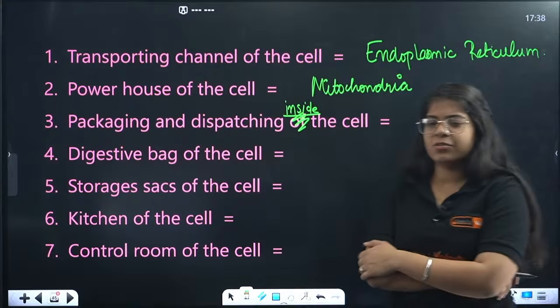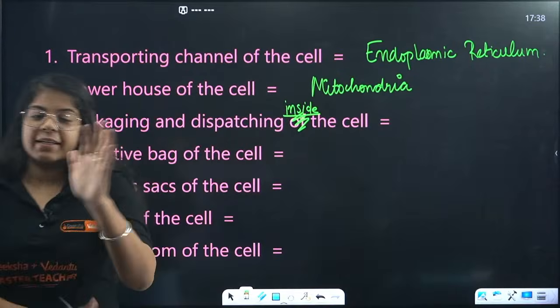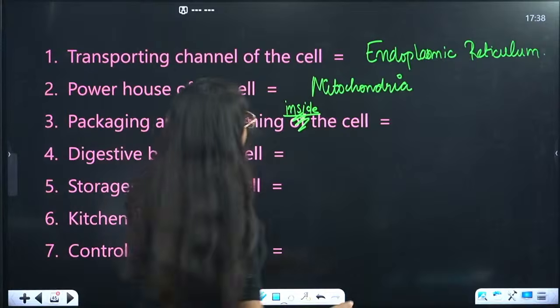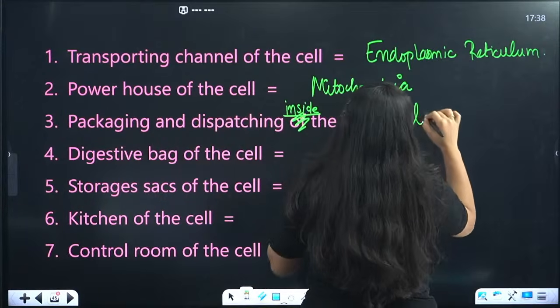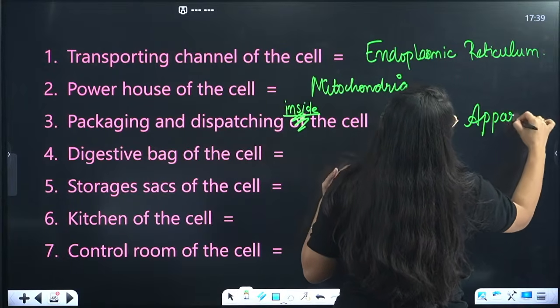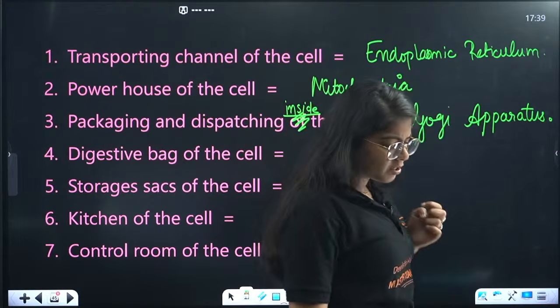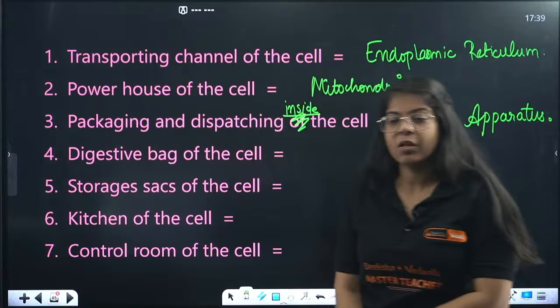Mitochondria, Jugal. We have moved on to the next question. Okay, great. So the packaging and dispatching center of the cell is Golgi apparatus. You can write Golgi body as well, but it's better if you write Golgi apparatus. Okay, everyone?